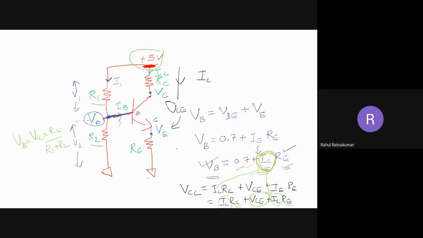So from this, we are coming back to the load line, the voltage load line. So now let's start the voltage load line. Based on these two things, I can draw the load line.